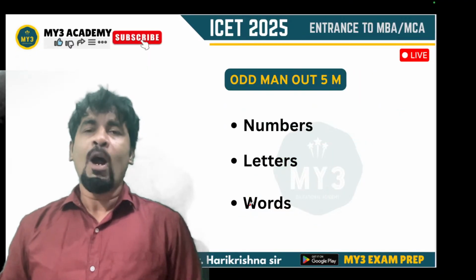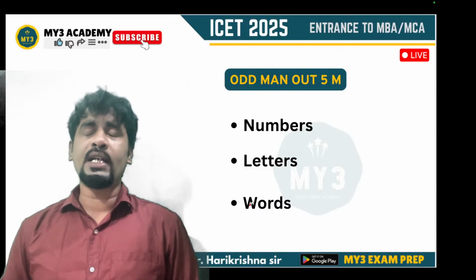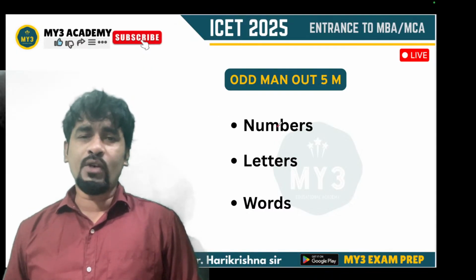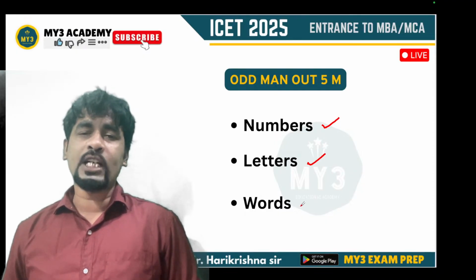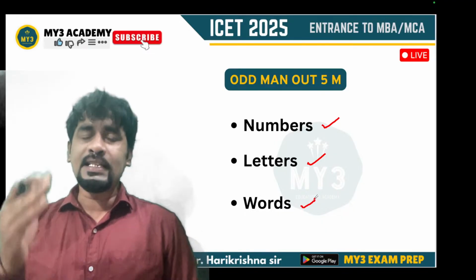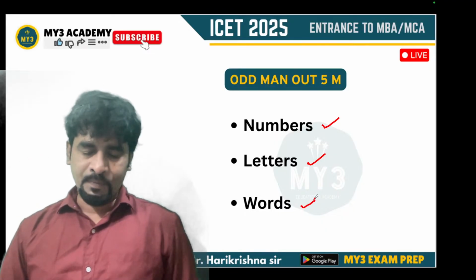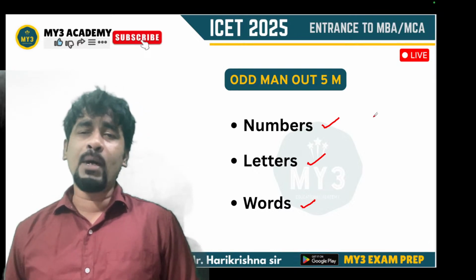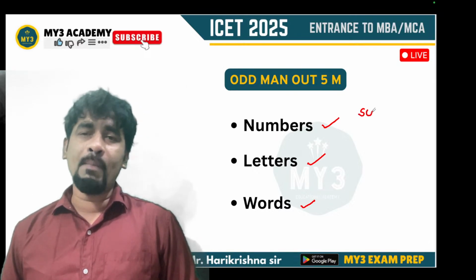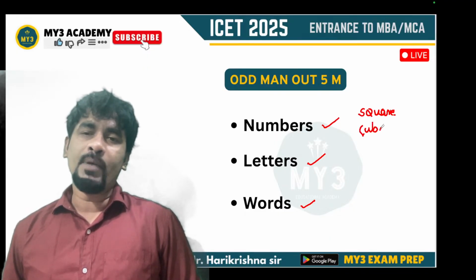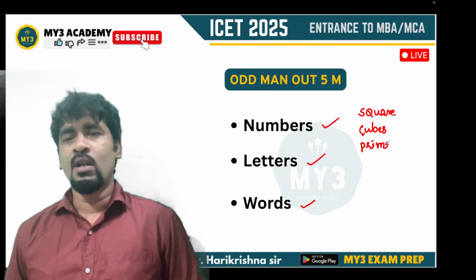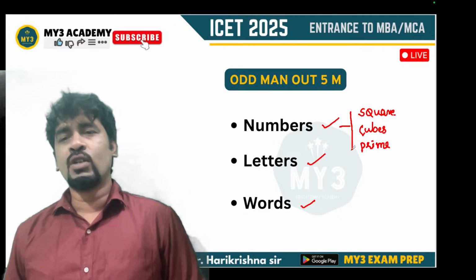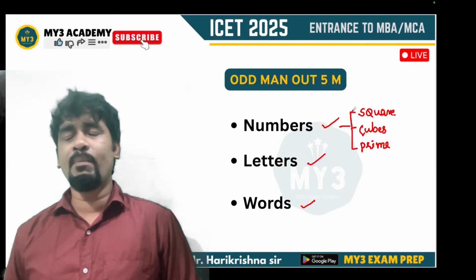Basically, odd man out questions are given in 3 types. You can expect the questions in the form of numbers, or letters, or words. These are the 3 types of questions you are going to see. Especially when you are solving the number based questions, I suggest you remember the square numbers, cube numbers and prime numbers, because in most cases the questions are given based on these 3 types.